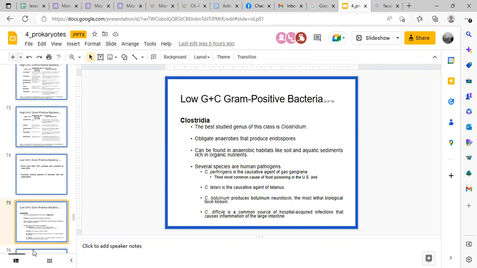One of the best studied under this classification is the genus Clostridium. So it produces endospores. It can live in soil and aquatic sediments. So they are basically anaerobic, meaning they do not require oxygen.